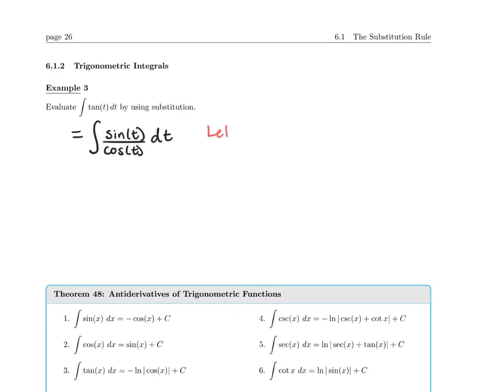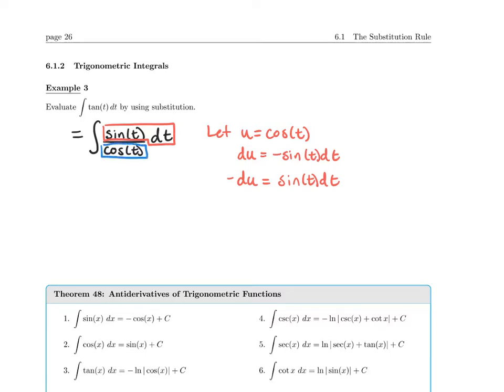So I am going to let my u be cosine of t. Then my du is negative sine of t dt. And if I reorganize that, I can say negative du is sine of t dt. And I notice that right up here in my integral, I have a sine of t dt. So that is my negative du. And then right here, I have a cosine of t, and that is my u.